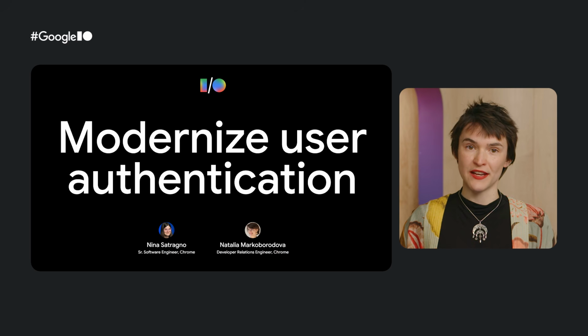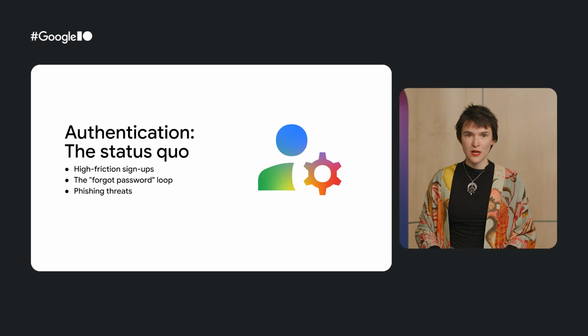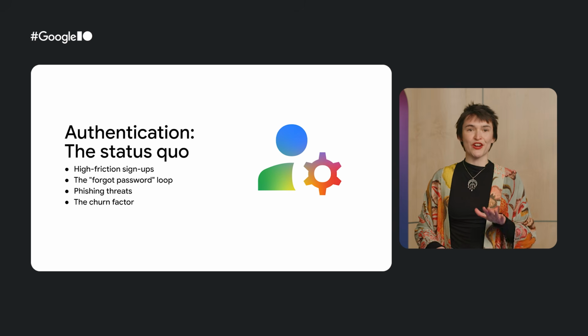And in this session, we're going to walk you through user authentication best practices and the APIs you can use to improve your user's account lifecycle. High-friction signups, forgot password loops, and the constant threat of phishing. If you've been building account management systems, you know these are the context switch killers that drive your users away.